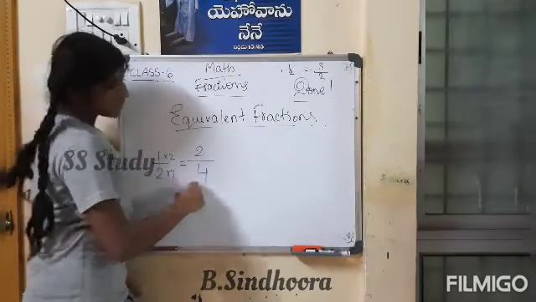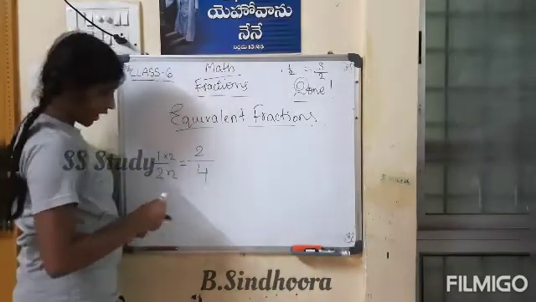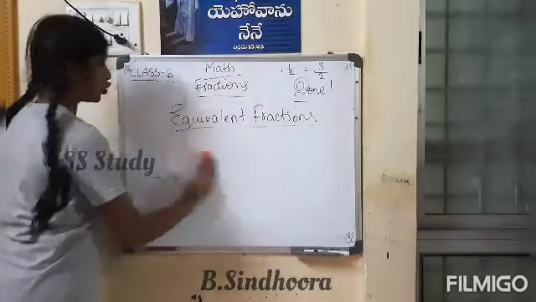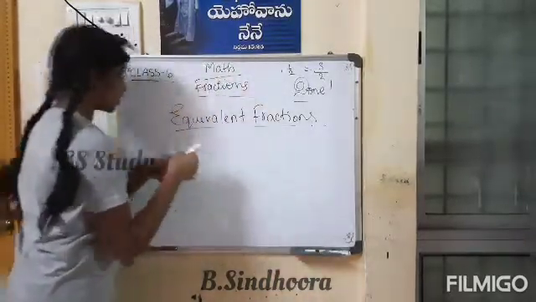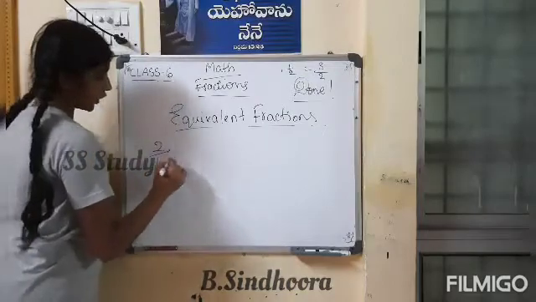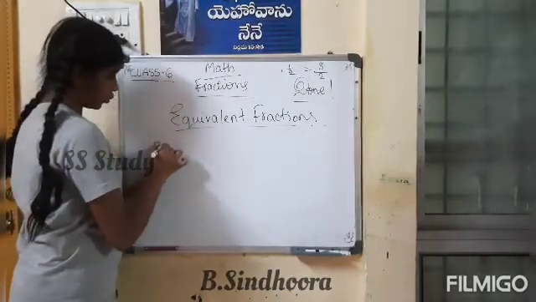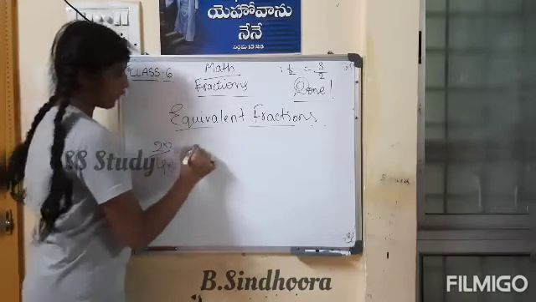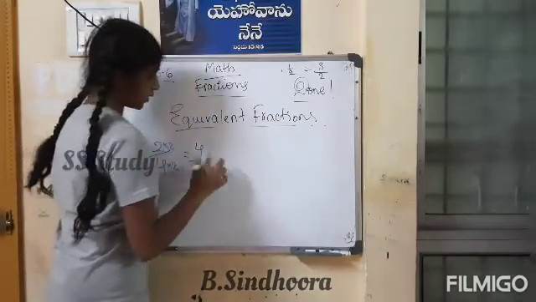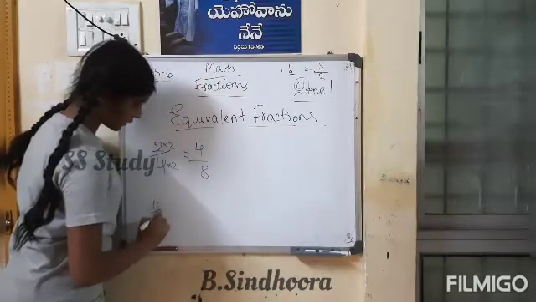As 1 by 2 has many equivalent fractions, if anyone asks you to write 2 equivalent fractions of 2 by 4, you need to multiply it, first with 2. 2 2s are 4, 4 2s are 8. One is 4 by 8.